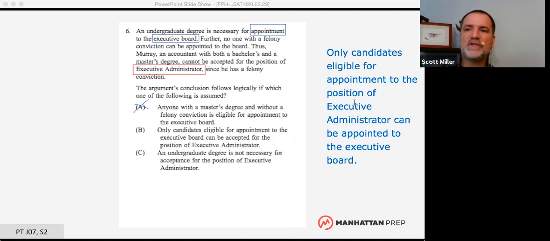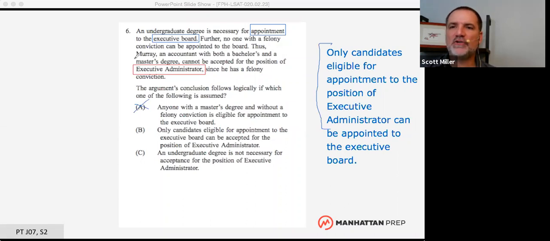But if I have two that seem to do the same thing, then I need to look more closely and see which one is actually going in the direction that I want. This says only candidates who are eligible for the appointment of the position of executive administrator. Who's that talking about? Is it talking about Murray? We don't know whether or not.